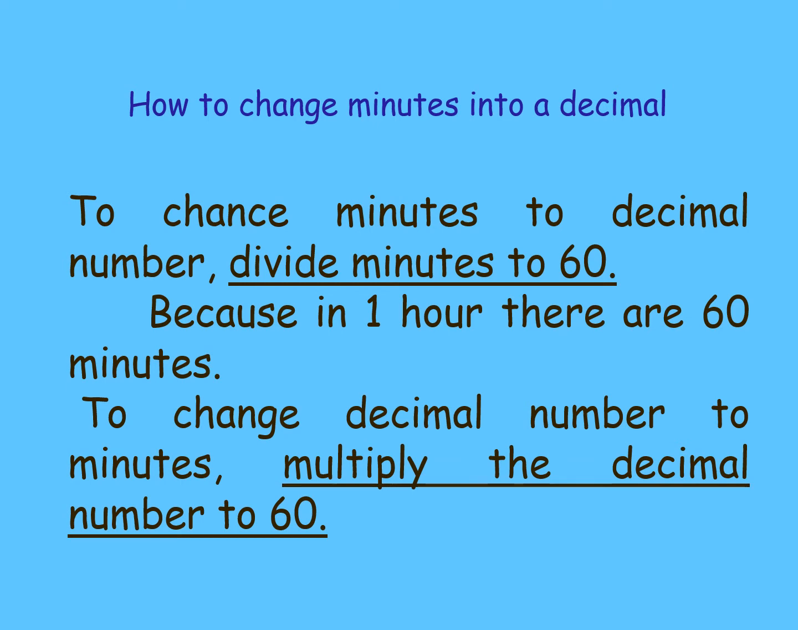We are going to change minutes into a decimal number. To change minutes to a decimal number, divide the minutes by 60. Why? Because in 1 hour there are 60 minutes. And to change a decimal number to minutes, multiply the decimal number by 60. Let us have an example.